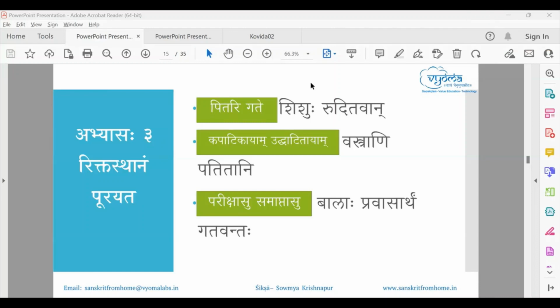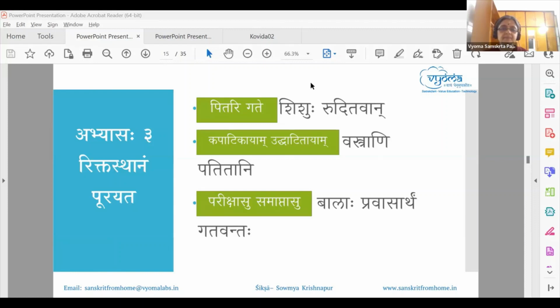Kapatikayam udghatitayam vastrani patitani. So that would be yada kapatika udghatita asit, vastrani patitani. When the cupboard was opened, the clothes fell out.